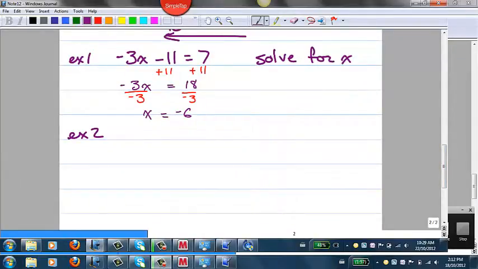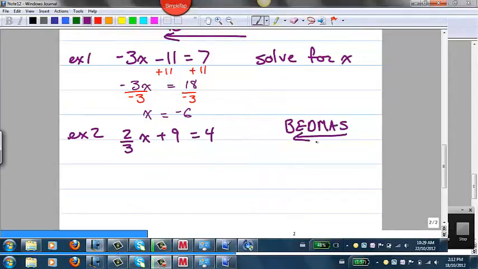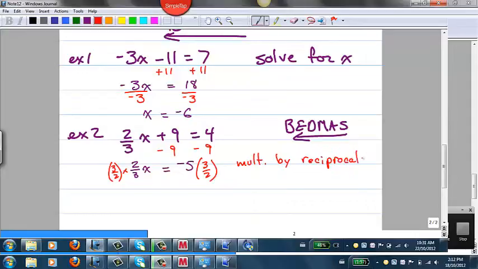In example 2, we've got 2/3 x plus 9 is equal to 4. Similar to the question above in style, instead of a negative 3, we've got this 2/3. So I'm going to start by moving the 9 over to the other side. Inverse of addition is subtraction. So I get 2/3 x is equal to 4 minus 9, or negative 5. Then I want to get rid of the 2/3, but instead of dividing by the fraction, we're going to multiply by its reciprocal. So 2/3 times 3 over 2 gives me 6 over 6, which cancels out, and negative 5 times 3 over 2 becomes negative 15 over 2. Notice it's not negative 15 over 10, or negative 10.